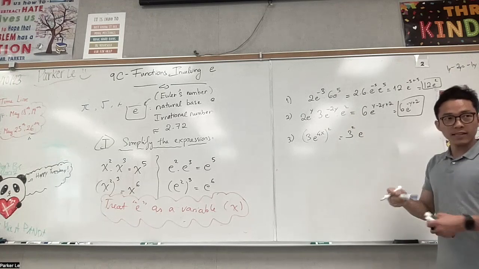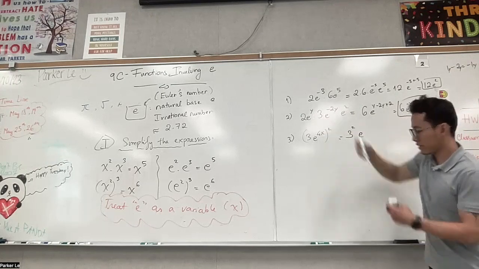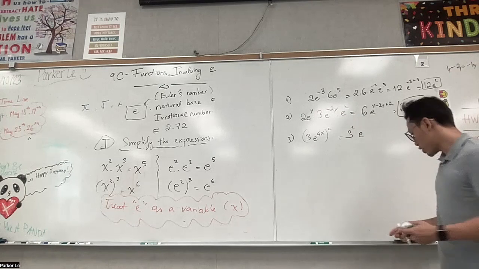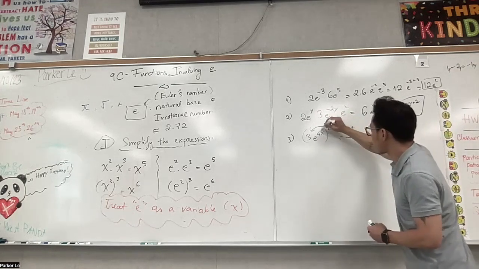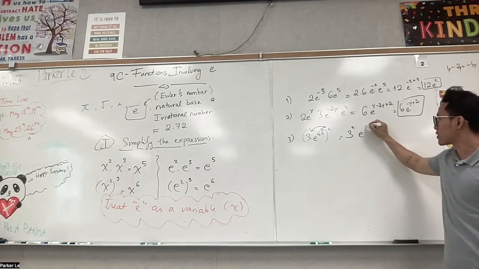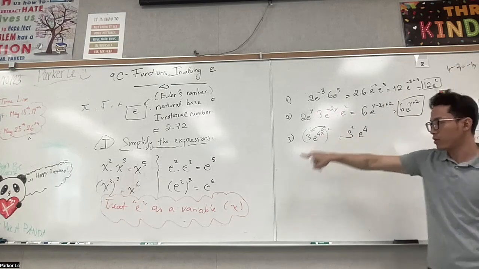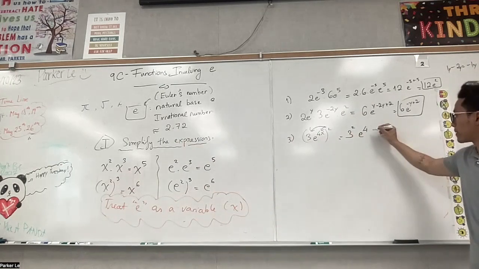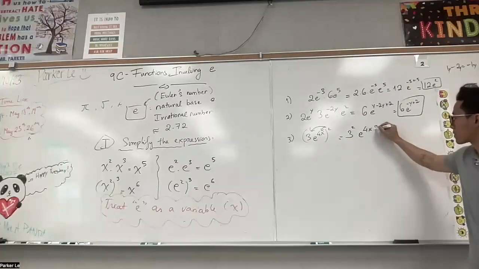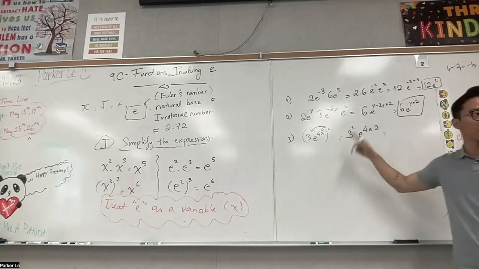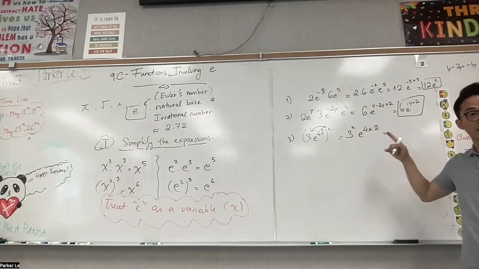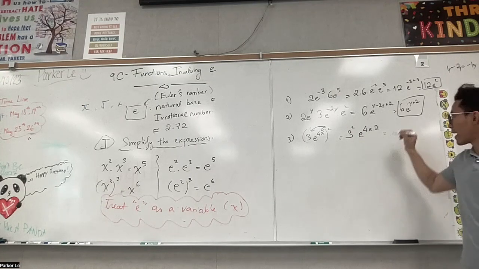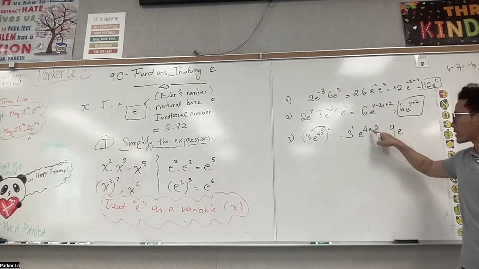So you distribute, right? This one we're going to distribute the power, correct? We distribute the power to everything inside. Be careful when you distribute like this. Did you multiply or did you what? You multiply them. So what is 3 squared? 3 squared is 9, right? And then what is 4 times x times 2?